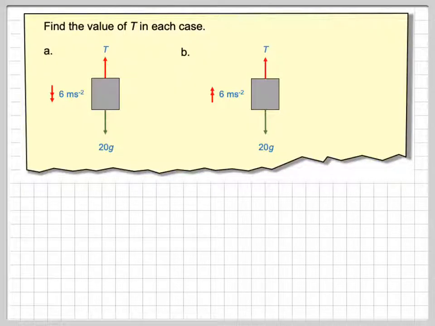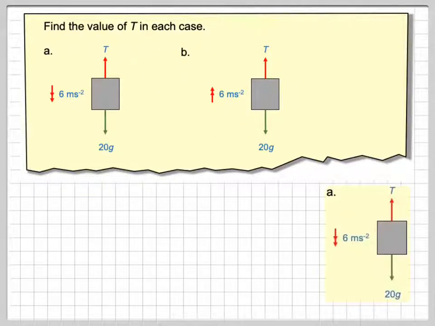Hi, in this video we're going to look at trying to find tension in vertical motion when we have an acceleration acting downwards and we have an acceleration acting upwards. So to find the value of T in each case, let's look at case A. Now there's two ways of doing case A.